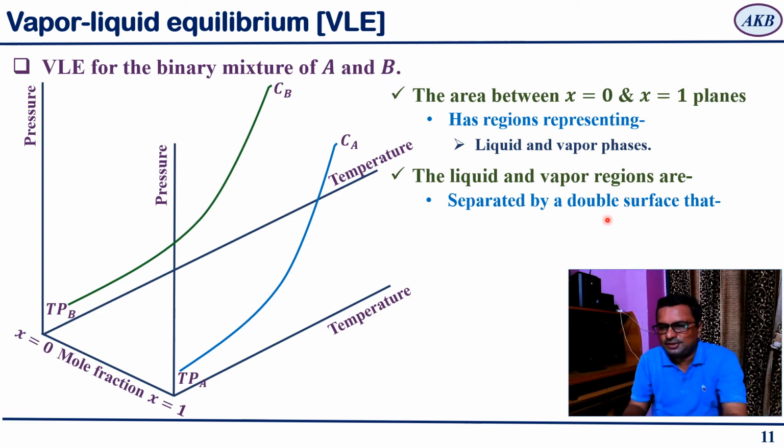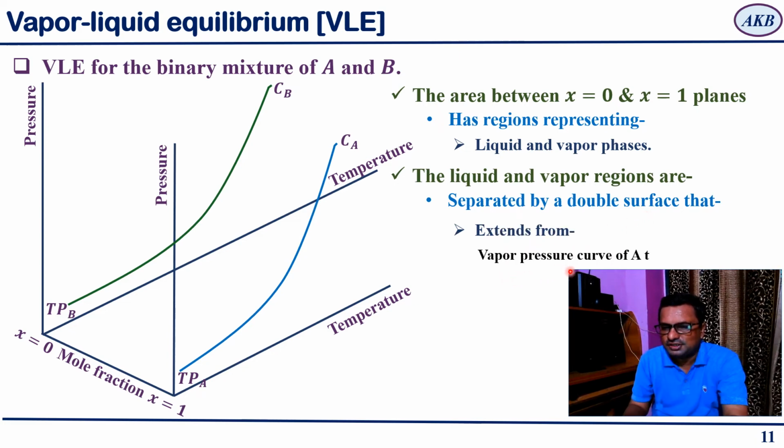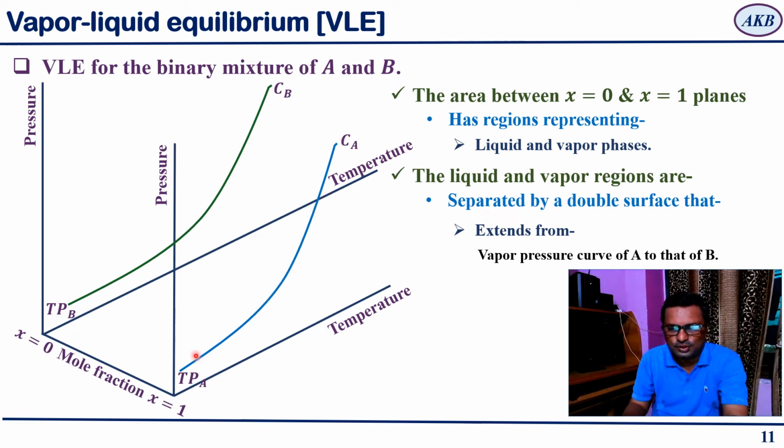And what can we say about this double surface? This double surface extends from the vapor pressure curve of A to that of B. So you have the double surface over here lying between these two planes, and it is extending from the vapor pressure curve of pure A to the vapor pressure curve of pure B, or the other way, from the vapor pressure curve of pure B to the vapor pressure curve of pure A. Okay, I hope this is clear to you. But within the two planes, the area between the x equal to 0 plane and the x equal to 1 plane.